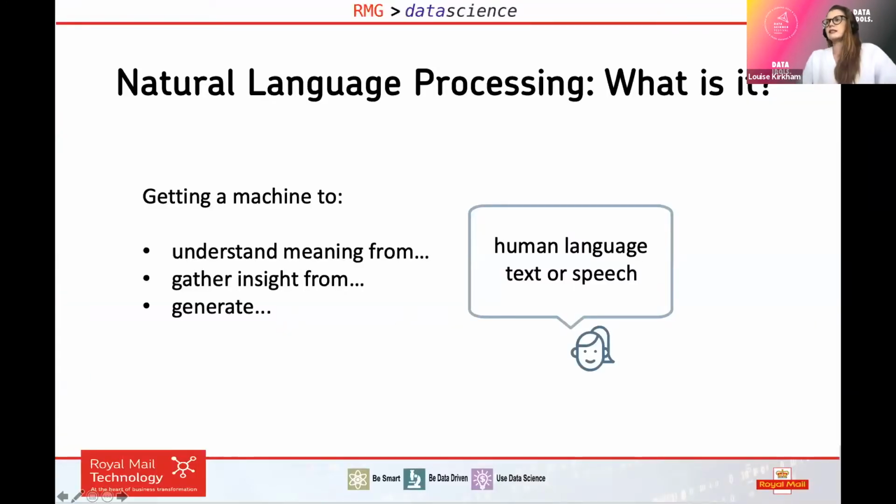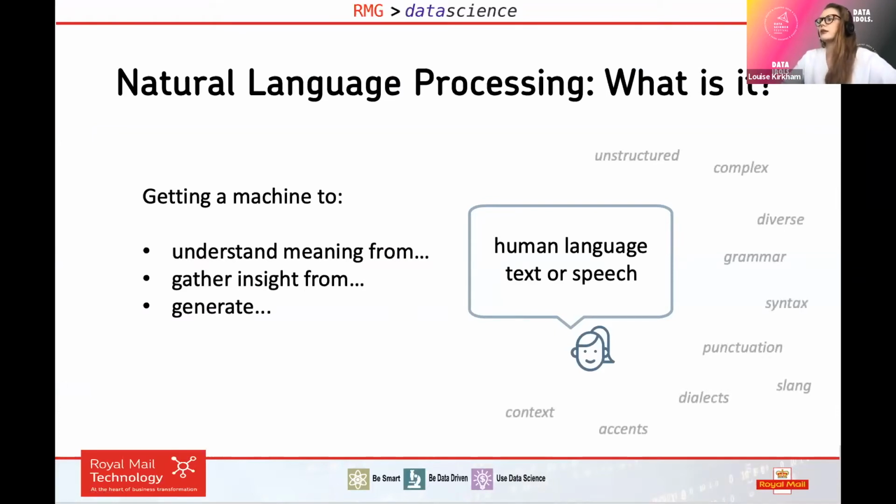So what exactly is natural language processing? It's essentially getting a machine to understand human language. Human language is completely unstructured, complex and diverse. We have many different languages, and even within a language, there are lots of different grammar rules and syntax. And in spoken word, we have different accents, dialects and slang, and it's super complex. So getting a machine to understand our language, pull out insight from it and even generate it is a big challenge. Hence why we need deep learning.